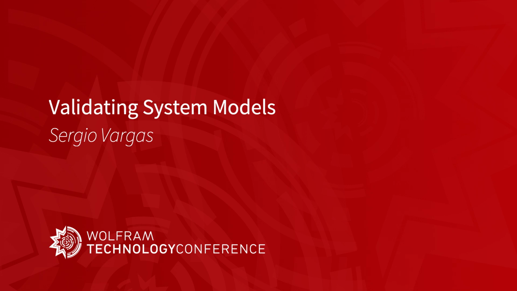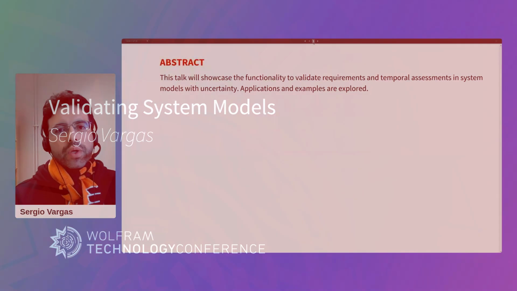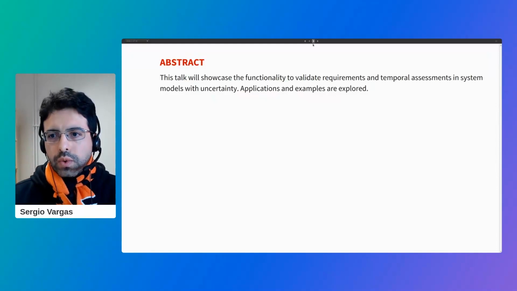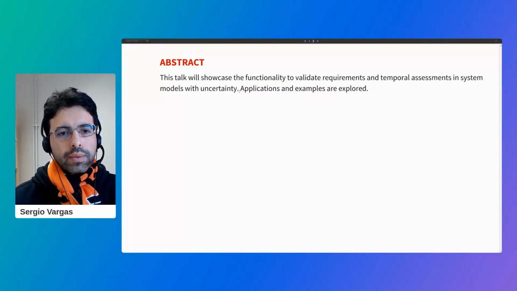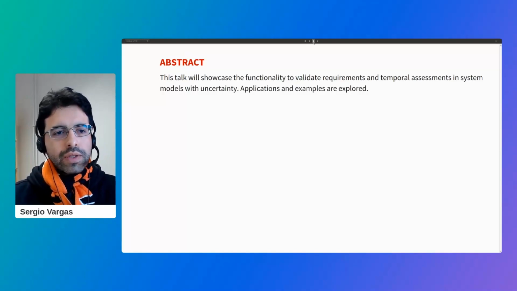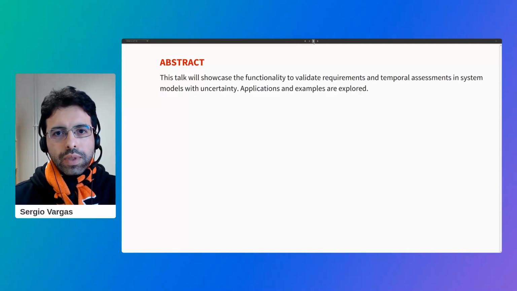Today I would like to talk a little bit about the validation of requirements in the system modeling functionality. So basically what I would like to do is briefly talk about this future feature, how we're going to validate requirements with uncertainty. We're going to discuss also some application examples and a little bit of the language that we are working on to allow this to be used by users.